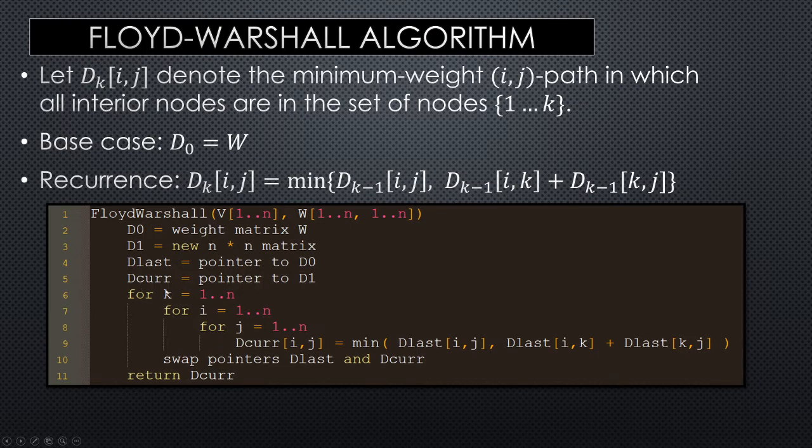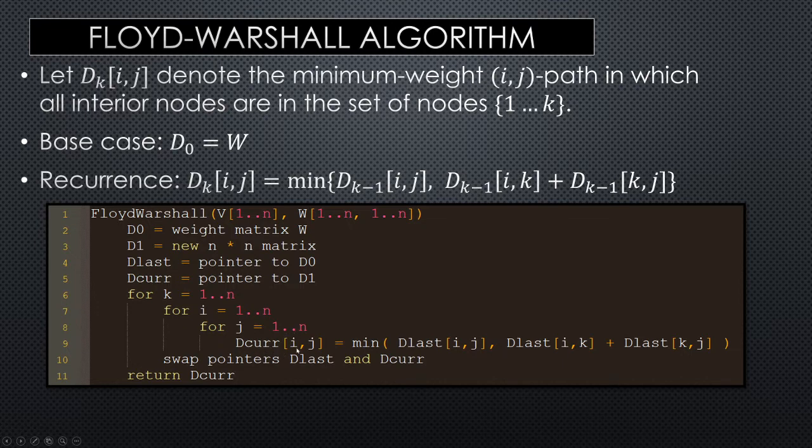We're going to have dcur and dlast, and these are like pointers to these two arrays. So initially, dlast is going to be a pointer to d0. Dcur is the array we're currently computing. It's going to be d1 conceptually, so it's a pointer to d1. And every time we start computing a new k, we're going to swap the pointers dlast and dcur. So we're actually just going to reuse two n by n matrices to compute all of the different values of k. Okay, so we have three loops: for k equals 1 to n, for i equals 1 to n, for j equals 1 to n.